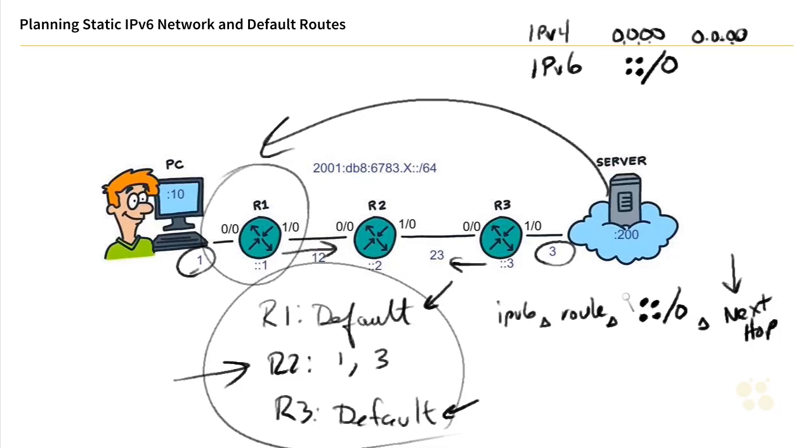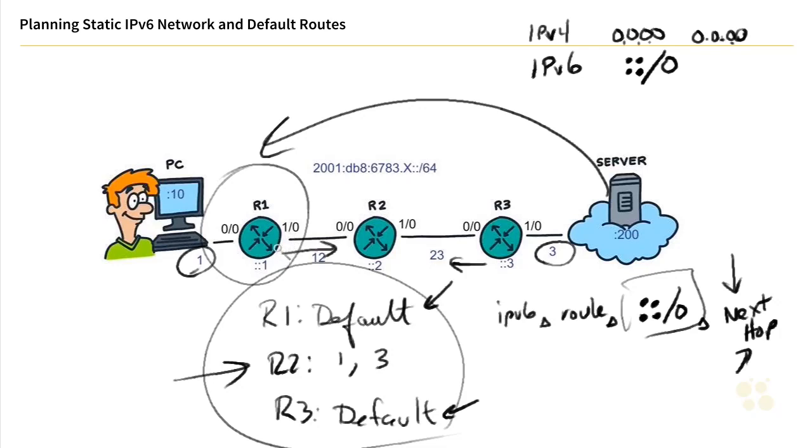Now, if we were actually after a specific network, like R2 is going to need to learn how to get to the one network, we would say IPv6 route, and then we'd put in the network 2001:DB8:6783:1::/64, because that's the network we're trying to build a static route for, and then followed by the next hop. So on R2, that next hop would be R1's address of 2001:DB8:6783:12::1 right there.